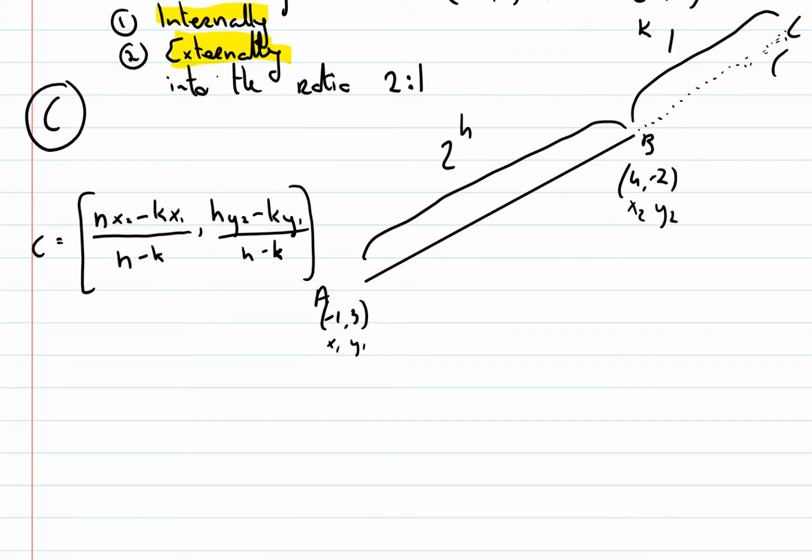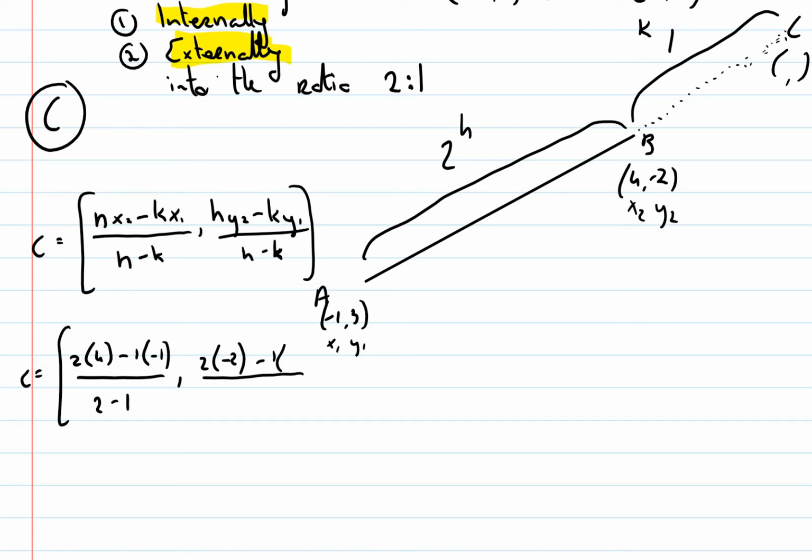And I'm looking for this point here. Okay, so C equals, h is 2, x2 is 4, minus k is 1, and x1 is minus 1, over 2 minus 1. The next bit, h is 2, y2 is minus 2, minus k is 1, and y1 is 3, all over 2 minus 1.